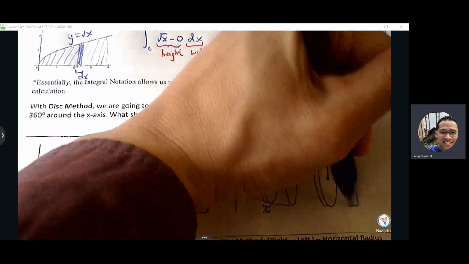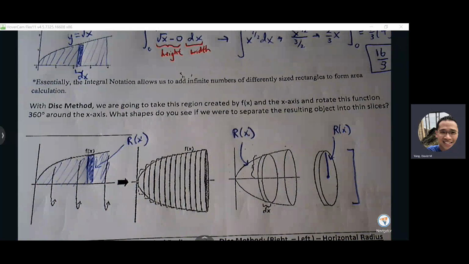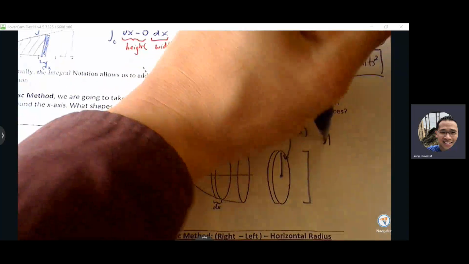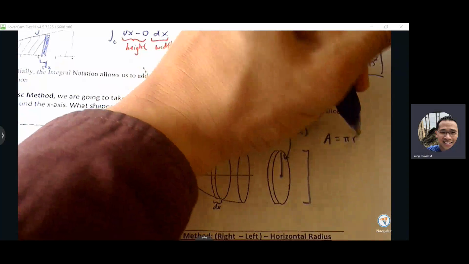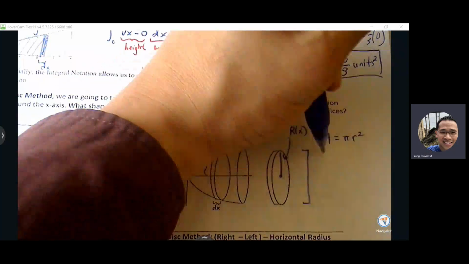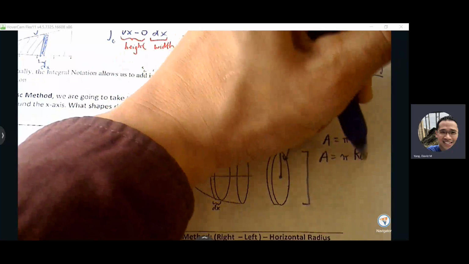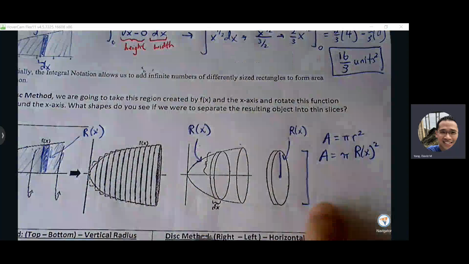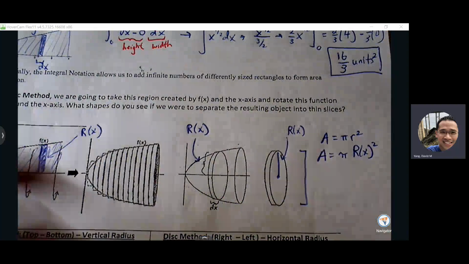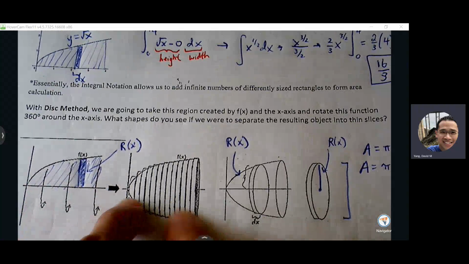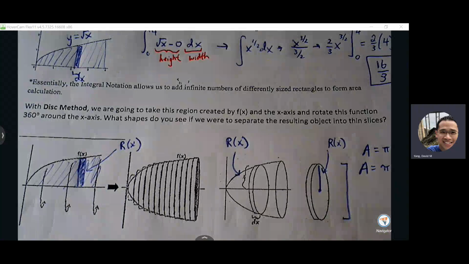Now, if you remember, what is the area of a circle? Area is what? Pi r squared. So I'm going to adapt it and say that area is pi big R of x squared, because we're going to have something representing that width. You see that the radius is going to be changing all the way across because you're going to have all these differently sized disks.